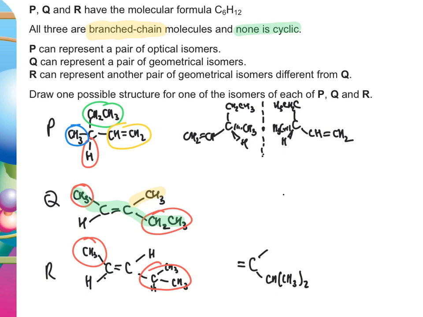If I look at whether there's branching, well, let's find the longest chain, and yes, I do have branching. I think that's tricky. You have to be aware and prepared for the branching to not necessarily be where the carbon-carbon double bond is, for it to be somewhere else off the longest chain. Okay.